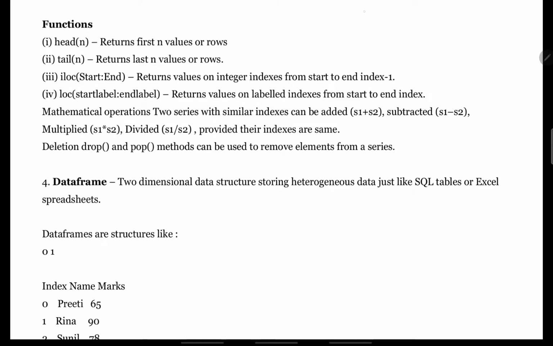Now talking about some important functions. Now we have got head and tail functions. Now this head function will return you the first n values or the first n rows in case of series, and the tail function will return you the last n rows. Now the predefined value for this head and tail is 5. Suppose if you give the syntax as head 3, that means your output will be the first 3 rows.